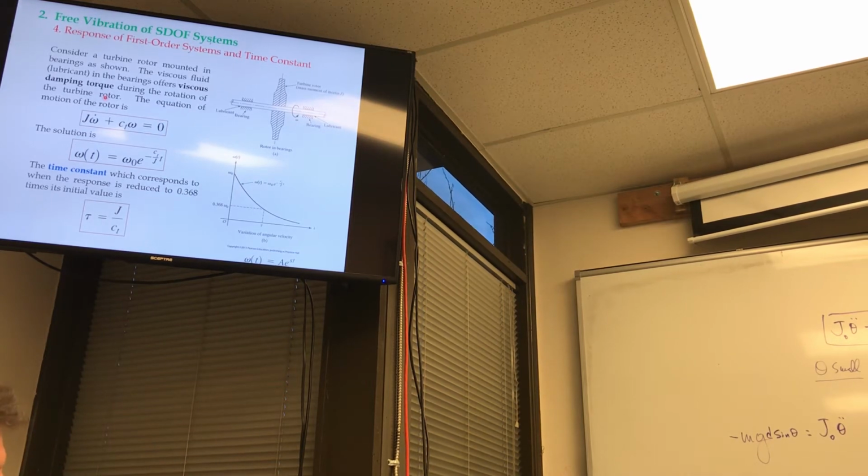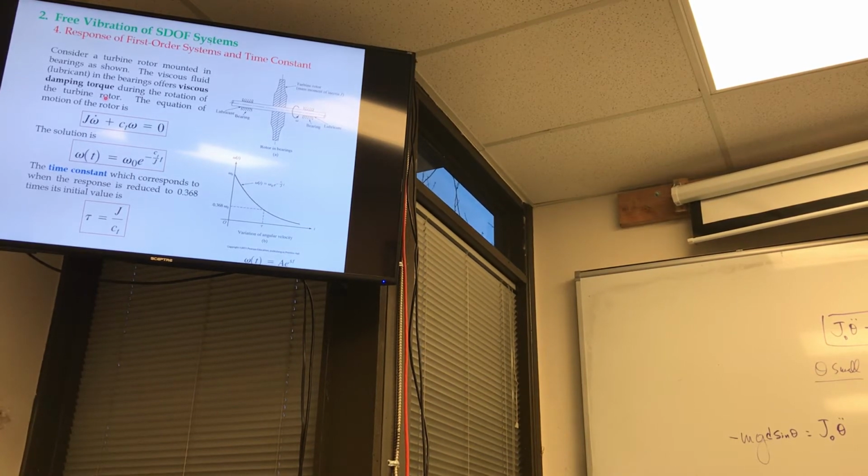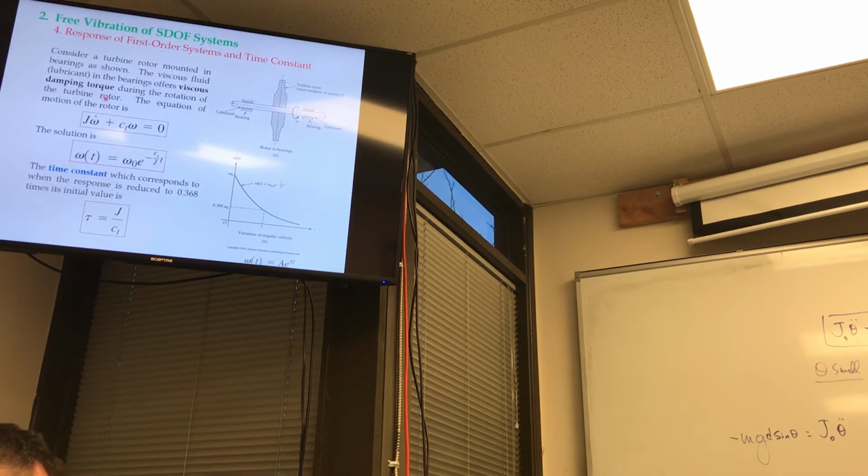Exactly, it's related to velocity. How is the damping force related to velocity? For a spring, the force is proportional to the displacement, and the constant of proportionality is the spring constant. For a damper, the force is proportional to the velocity, and the constant of proportionality is the damping coefficient, okay?